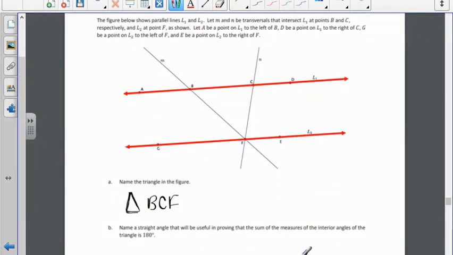It says, name a straight angle that would be useful in proving that the sum of the measures of the interior angles is 180. So we just need to pick a straight angle. There's quite a few of them that we could use. I am going to use this one right here that I just highlighted in blue. We're just going to name that. So it would be angle. That's not an L. That means angle. G, F, and then E.